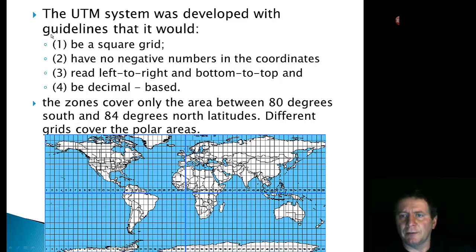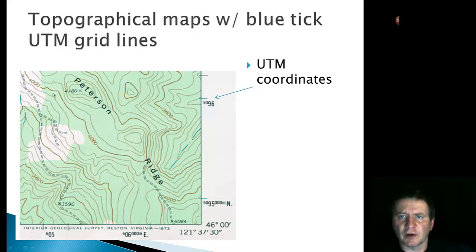The UTM system is set up as a square grid, and it has no negative numbers, and so it'll read left to right, top to bottom, and so on. And the idea here was to separate the Earth into a grid of areas, and you can sort of see the grids get larger as you go vertically here to try to accommodate those. So these UTM grid lines you'll see on topographical maps. Now this is probably an image that you're familiar with, perhaps have seen before, but these indicators here on the sides of the maps will be the UTM coordinates.